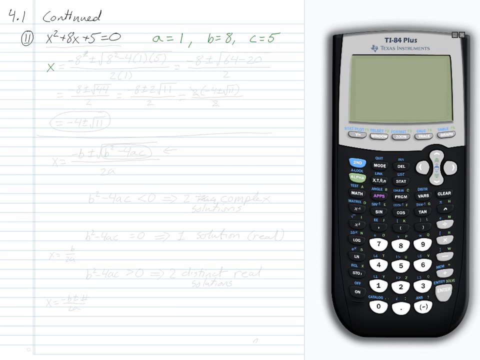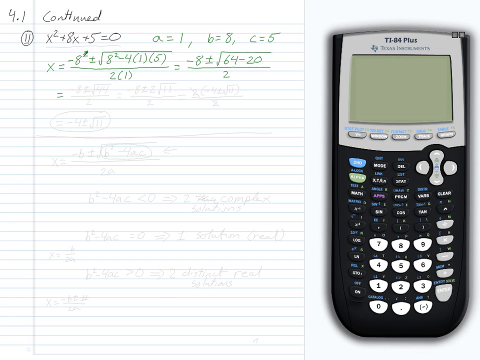So our solution, x, is going to be equal to the opposite of 8, plus or minus the square root of 8 squared, minus 4 times a, which is 1, times c, which is 5, all over 2a, so 2 times 1. Okay, let me clean that up a little. We have negative 8 plus or minus the square root of 64 minus 20, all over 2.